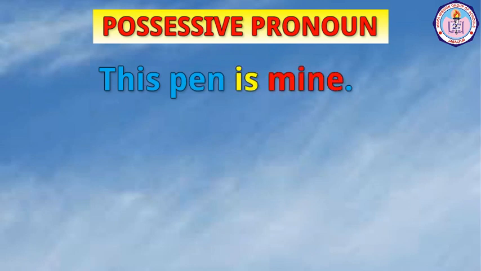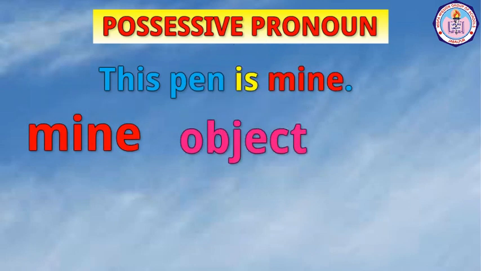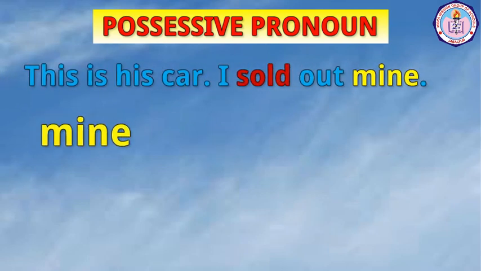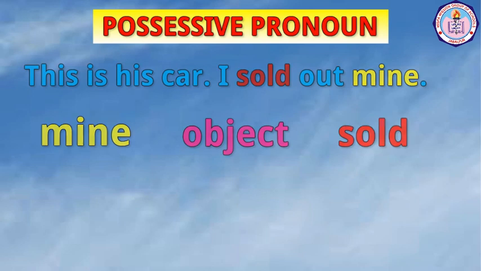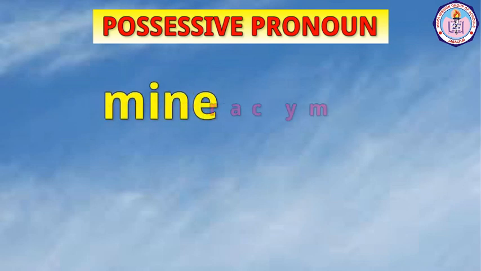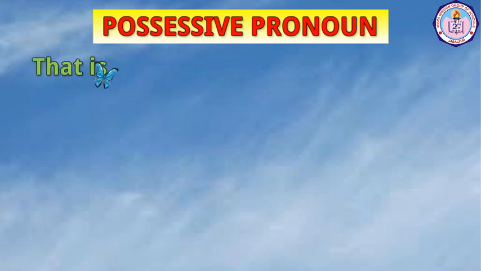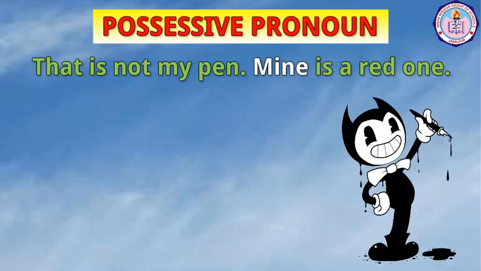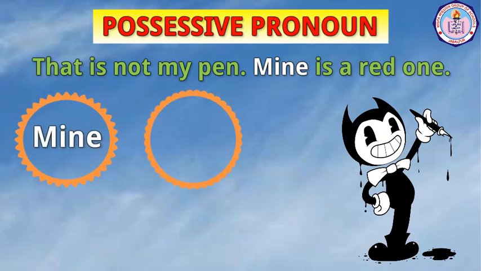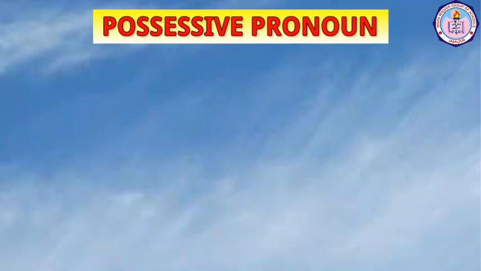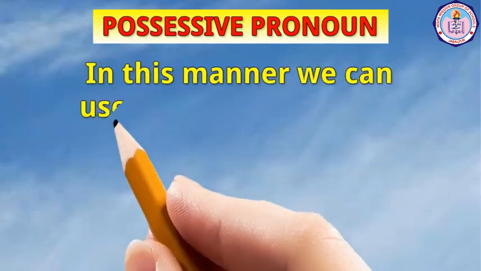Here, in the first sentence, mine acts as the object of the verb is. In the second sentence, mine acts as the object of sold. In such cases, the noun car is not repeated after mine. One can understand that mine means my car. That is not my pen. Mine is a red one. In both cases, mine takes the place of a noun, either in the role of an object or a subject. In this manner, we can use all other pronouns.